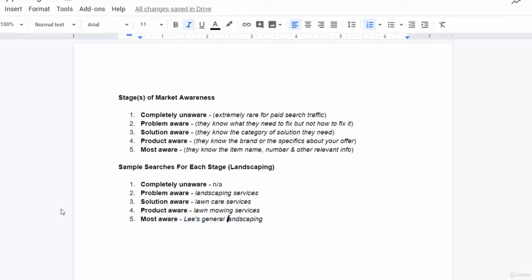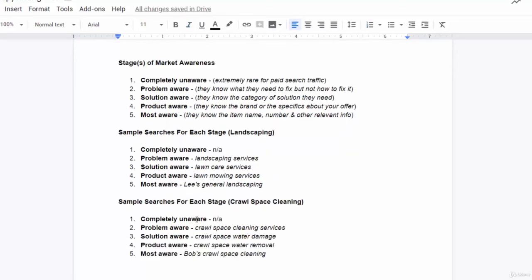So now let's look at another example of the crawl space cleaning. So let me go ahead and add that over here. For the crawl space cleaning, this is how we would set this up. So problem aware, crawl space cleaning services, right? Very top. Solution aware, crawl space water damage, right? Now we're getting a little bit more specific here. This is the solution that they're looking for, okay? And then product aware, crawl space water removal. And then down here, most aware, Bob's crawl space cleaning.